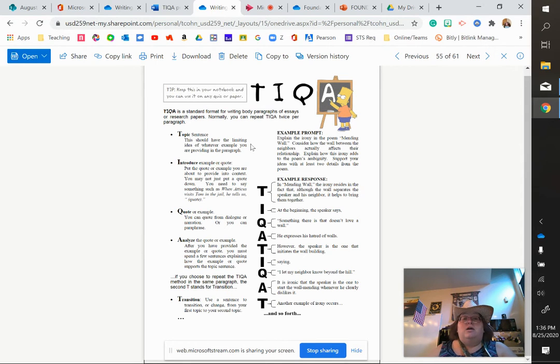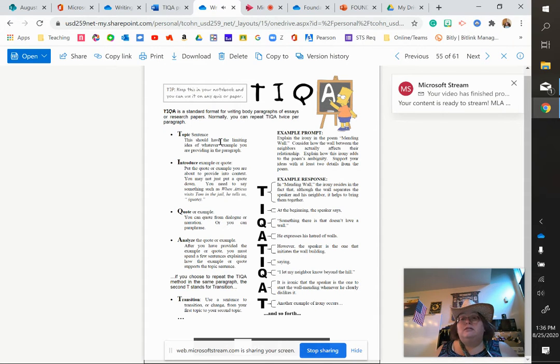Okay. And when you're doing an essay, especially when you're juniors and seniors, your body paragraph should be comprised of two TIQAs. The difference is, you would have a topic sentence, an introduction of the example or quote, the analysis, then a transition to the next example. You would introduce it, then the quote or example, and then analysis. So it would be structured just like this.